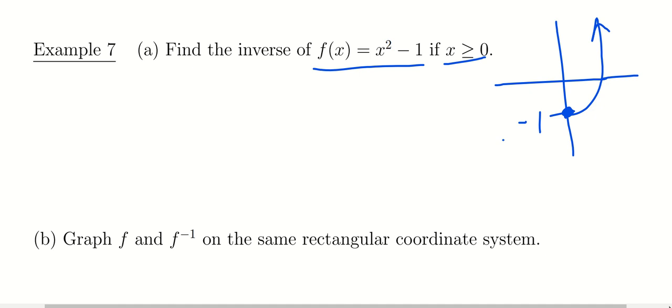Let's go ahead and find the inverse. To do so, remember step 1, replace f of x with y. Step 2, we're going to interchange the x and the y. And now step 3, we need to solve this for y.